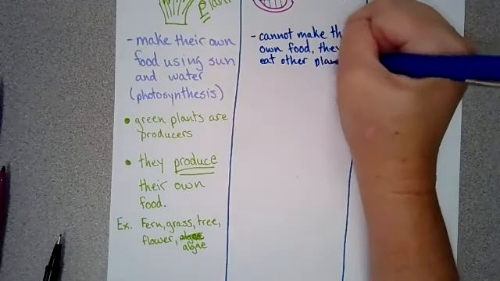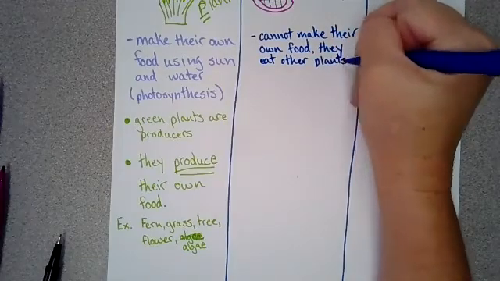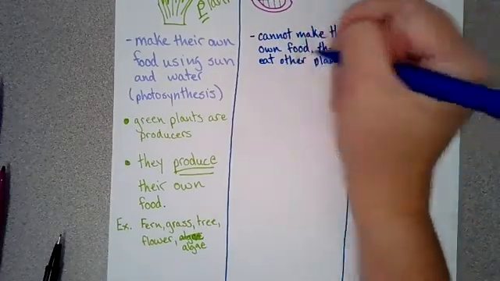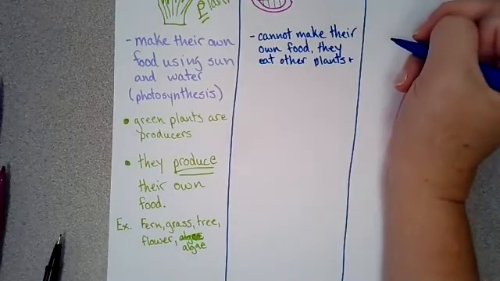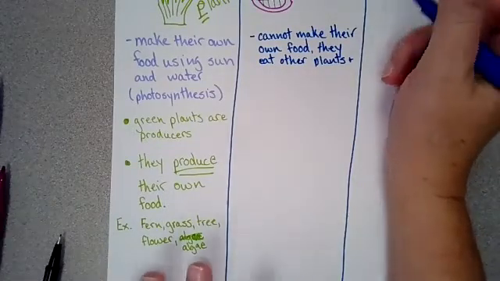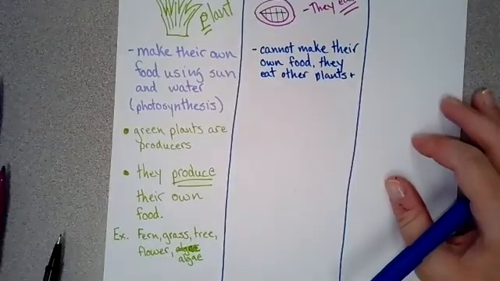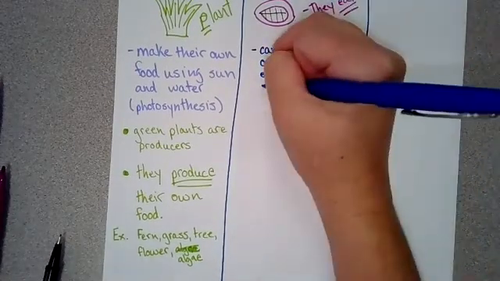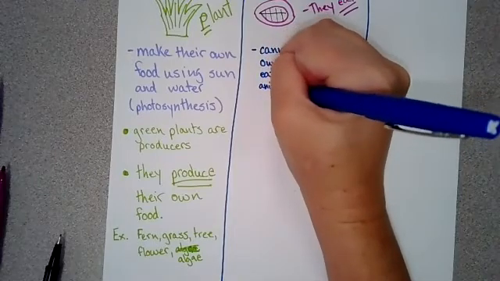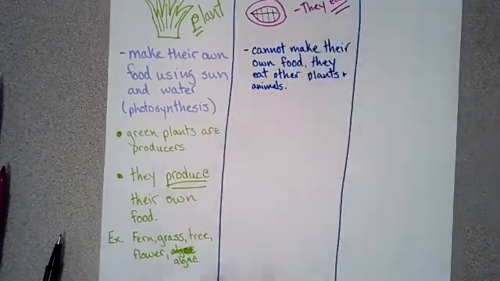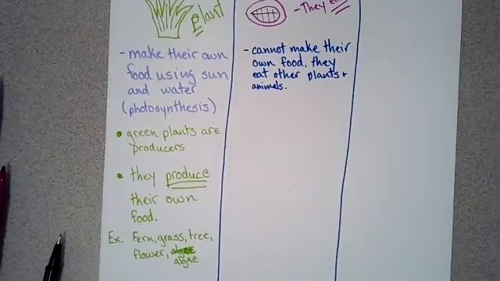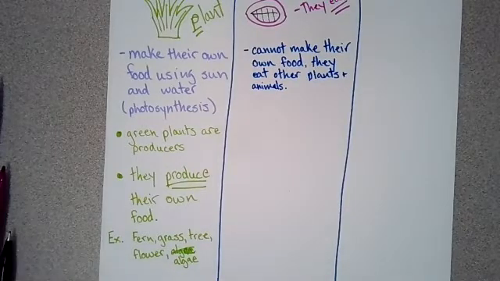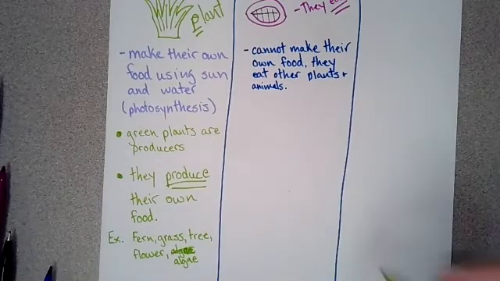You've got carnivores, which eat only meat. You've got omnivores, which eat meat and plants. And then you've got herbivores, which eat just plants. But they all eat. If their food supply was taken away, they would not make it. Okay, so we're going to write on here some examples.